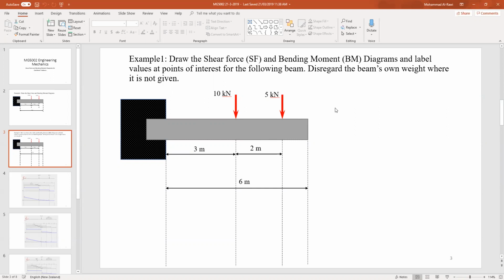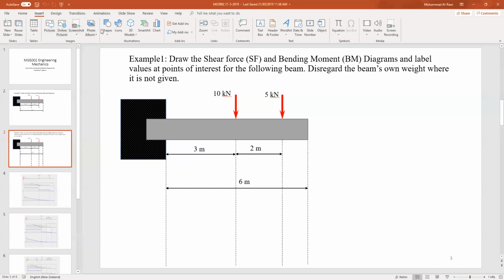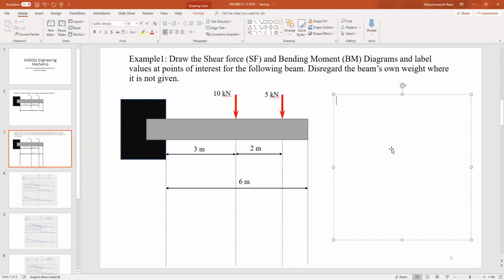Include the beam's own weight where it's not given. Since the weight of the beam is not given in this problem, we will just ignore it and we're not taking it into consideration. So step one, as we know what we do in this type of application, we start by drawing the free body diagram. Step one is a free body diagram for the beam.